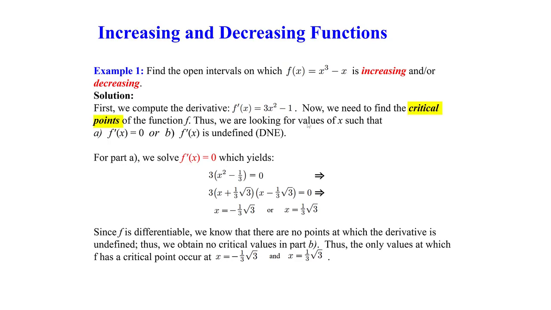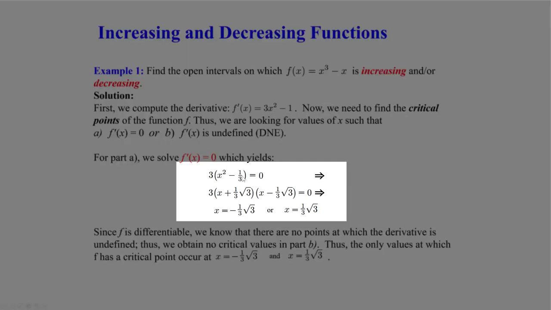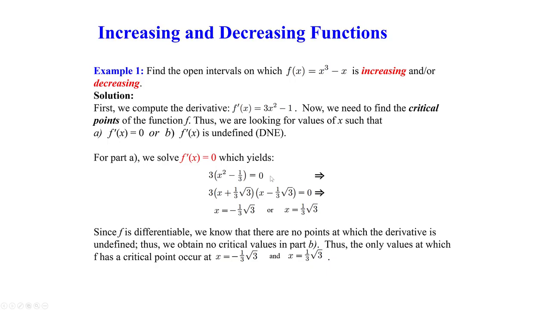Now, we've already discussed critical points in a prior video. So how do we find the critical points? Let's review. We know that there are two conditions that could be satisfied. A, the derivative is 0, or B, the derivative is undefined. So in part A, we set the derivative 3x squared minus 1 equal to 0 and solve. Here I'm factoring out the 3. Many of us might just have moved the 1 over to the other side and divided by 3. Either way, you can solve this equation and get x equal minus square root 3 over 3 and x equal plus the positive square root 3 over 3.